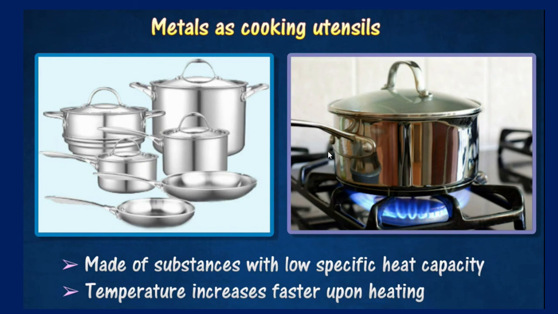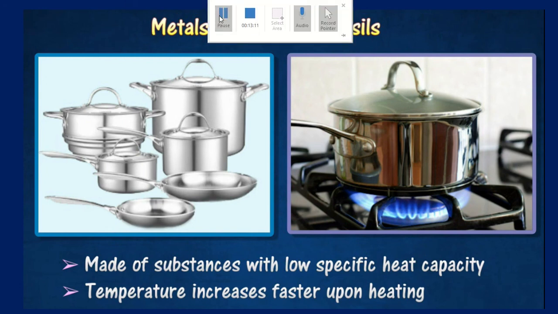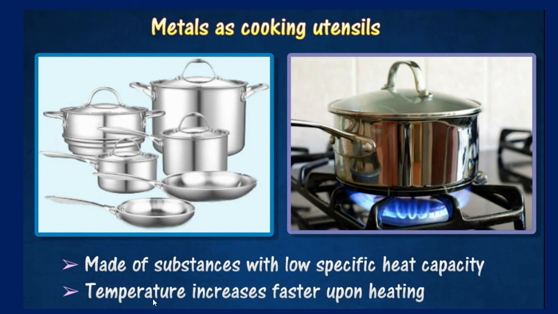Also, in the manufacturing of different substances for cooking, these substances must be made of low specific heat capacity so that the temperature can increase faster upon heating. We want to decrease the time it takes for foods to rise in temperature. So we use metals or cooking utensils with low specific heat capacity rather than others.